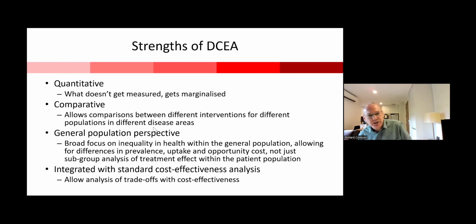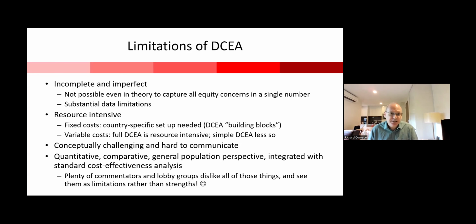We take a general population perspective, as I've said, and this approach allows us to integrate the analysis within the standard cost-effectiveness approach. It's not some separate thing in an appendix. It's right there, front and center, in the mainstream. Weaknesses or limitations, well, it's incomplete and imperfect, okay? You cannot capture every single equity concern in a single number, and there are data limitations, which are improving over time, and there's enough to get on with it now, but obviously there are limitations and uncertainties.